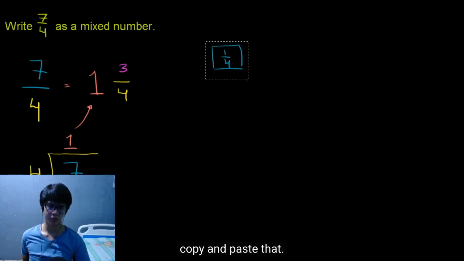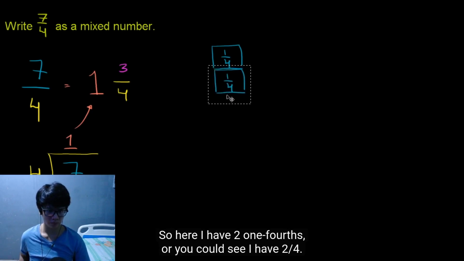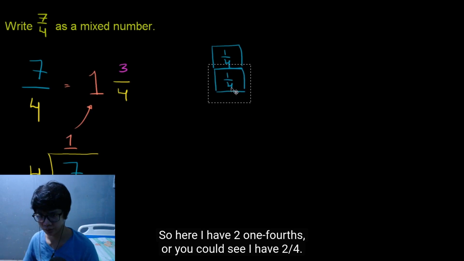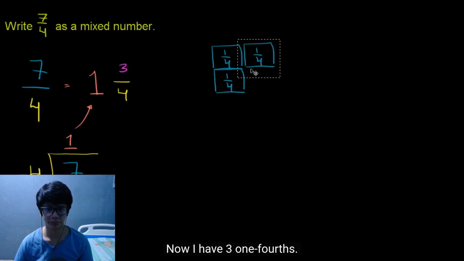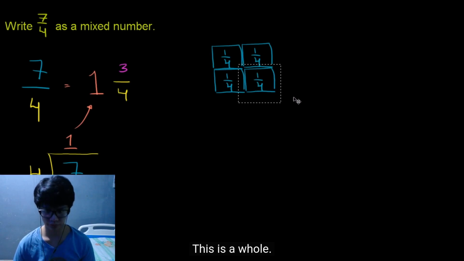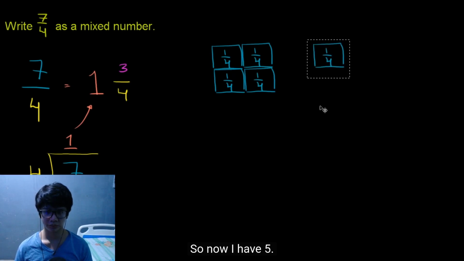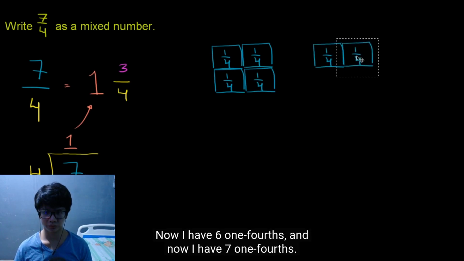Let me copy and paste that. Here I have 2 1/4s, or you could say I have 2 fourths. Now I have 3 1/4s. Now I have 4 1/4s. Now this is a whole, right? I have 4 1/4s. This is a whole. So let me start on another whole. Now I have 5, now I have 6 1/4s, and now I have 7 1/4s.